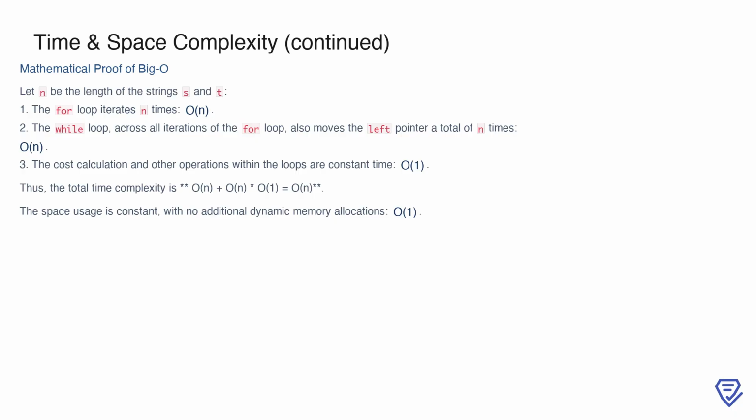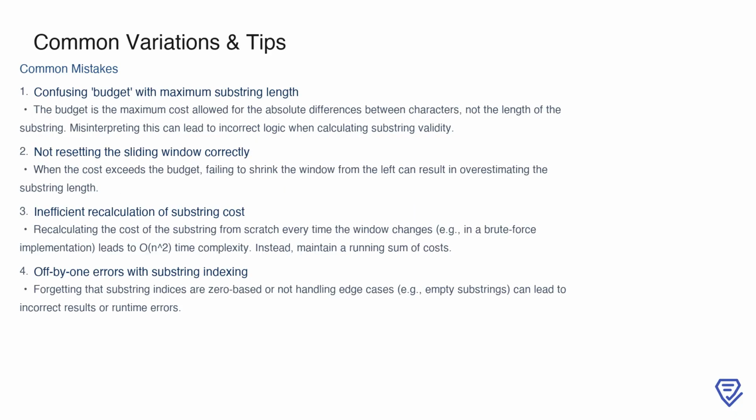O(1). To start, one common mistake is misunderstanding the concept of the budget. Remember, the budget refers to the maximum allowable cost of the absolute differences between corresponding characters in the two strings, not the actual length of the substring. Misinterpreting this can lead to incorrect logic when determining whether a substring is valid.